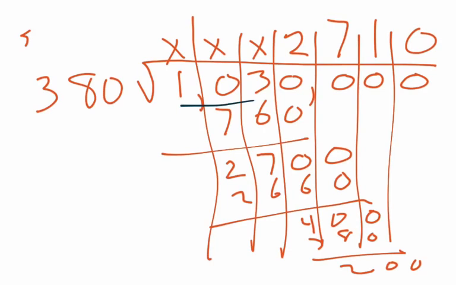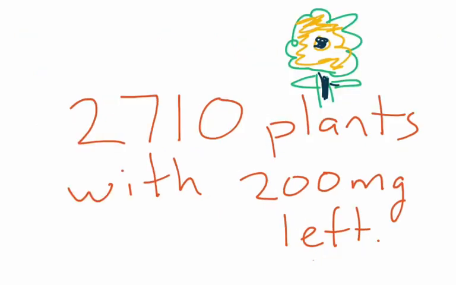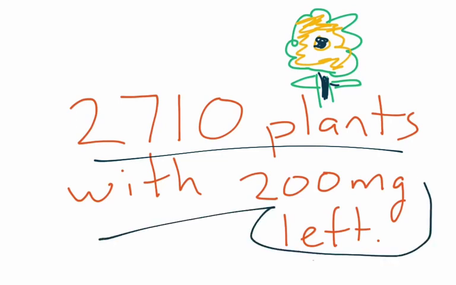So I have 1,030,000 milligrams of fertilizer. Each plant needs 380, so I'm going to divide to figure out how many plants. I did the long division here, and it ended up with 2,710 with a remainder of 200 milligrams. So he can fertilize 2,710 plants, and there will be 200 milligrams left over.